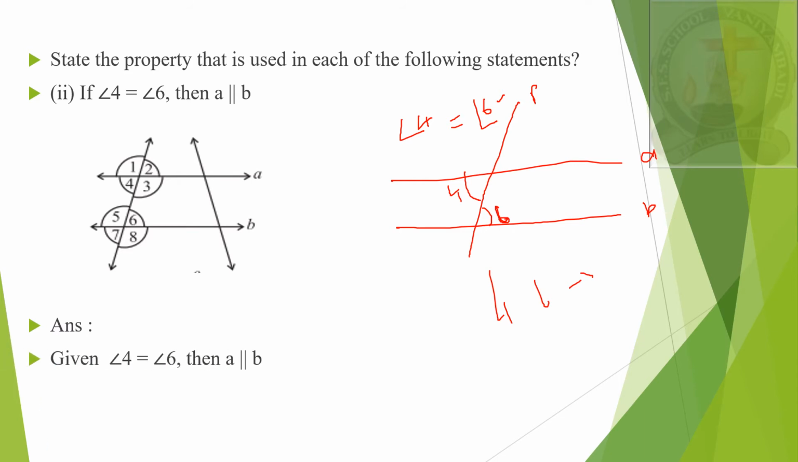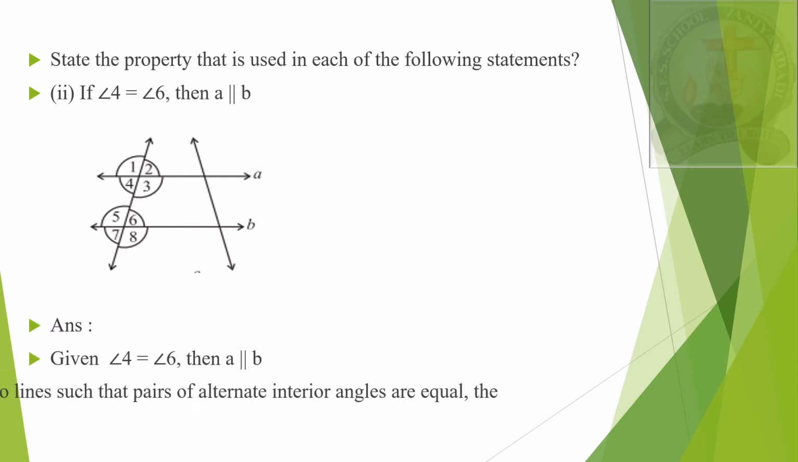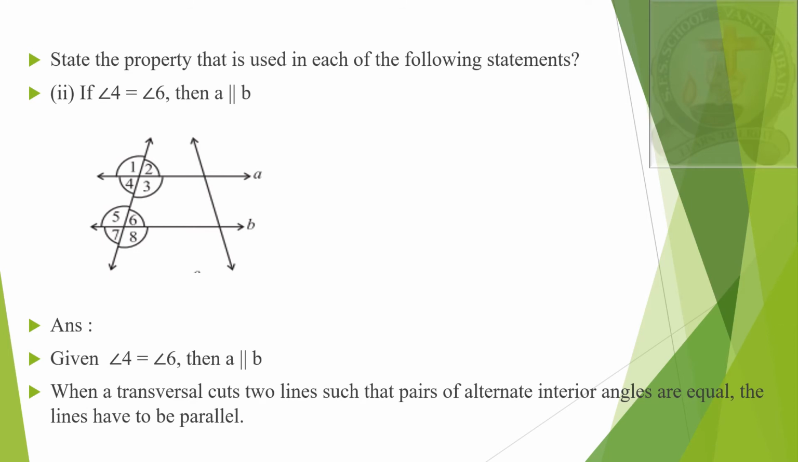So what is given here? Angle 4. If angle 4 is equal to angle 6, then A is parallel to B. The reason is, when a transversal cuts two lines such that a pair of alternate interior angles are equal, the lines have to be parallel. If the pair of interior angles are equal, alternate interior angles are equal.